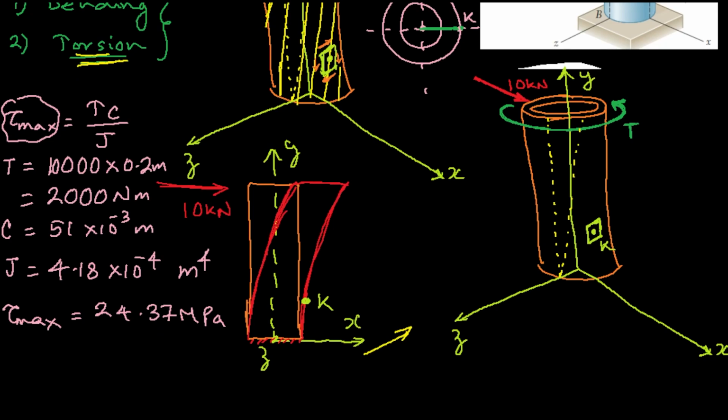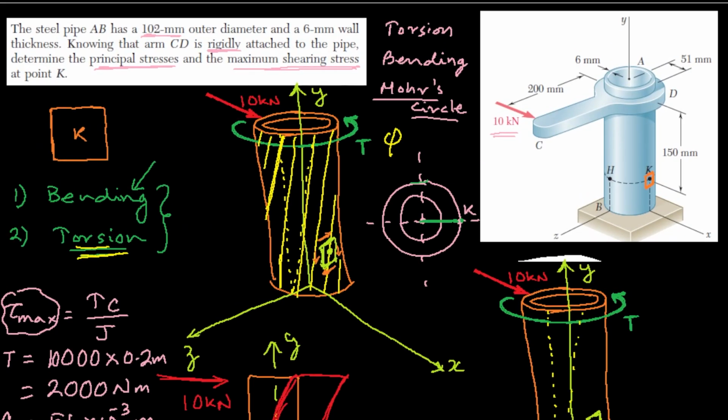Fine. Now if that's the maximum shear stress, you should be in a position to show them on this diagram. So here you have calculated these values. So tau max is now tau max. This tau max is with respect to the torsion. Okay, so that came out to be 24.37 megapascal. So that takes care of the torsion.